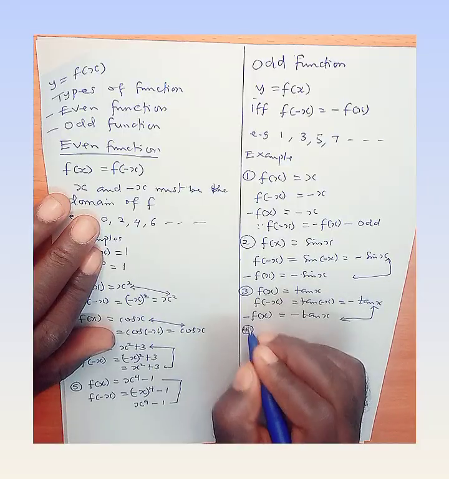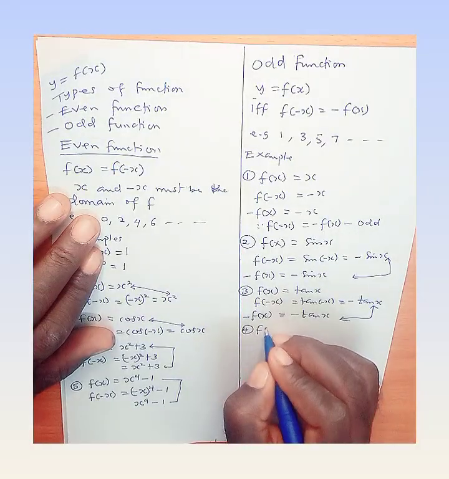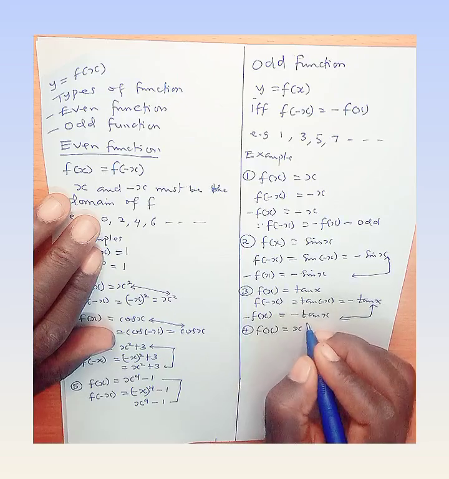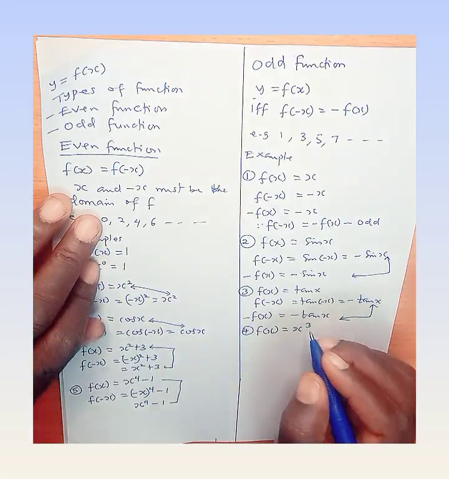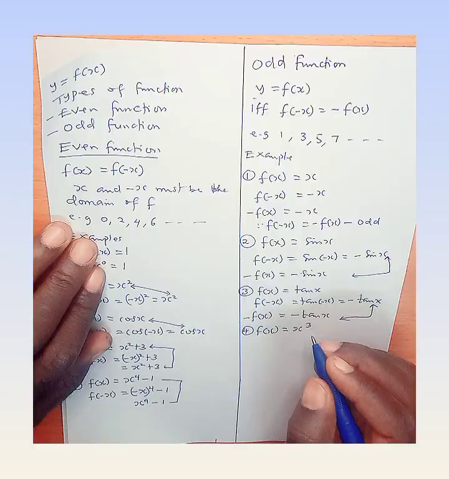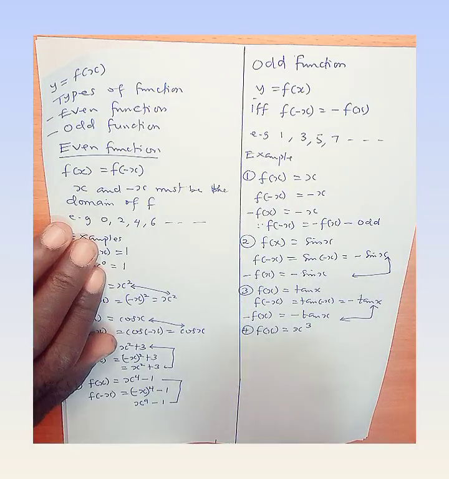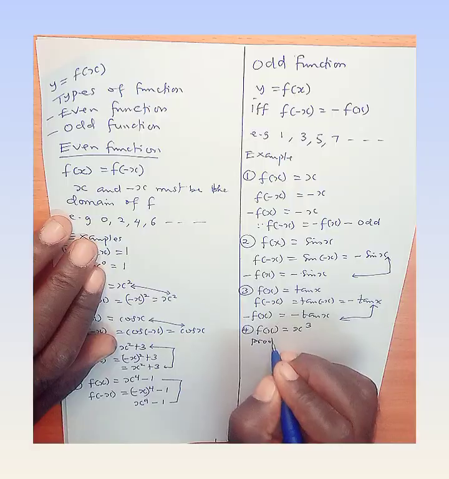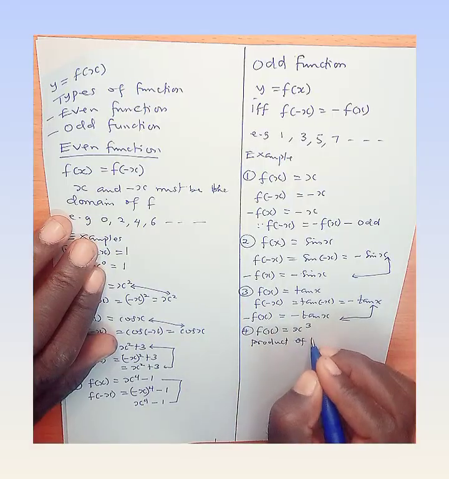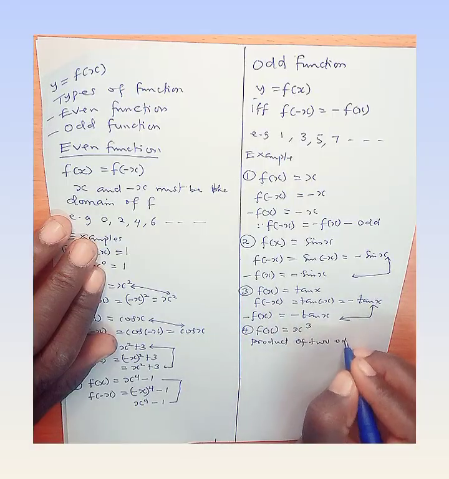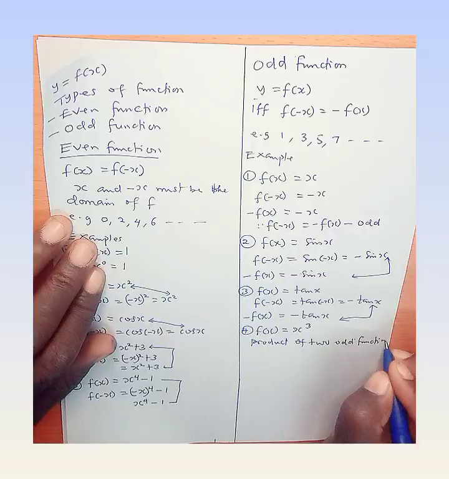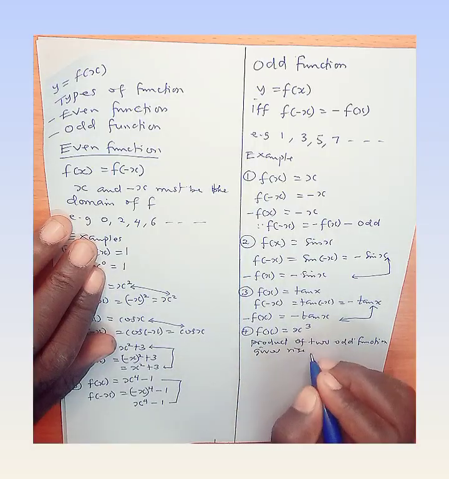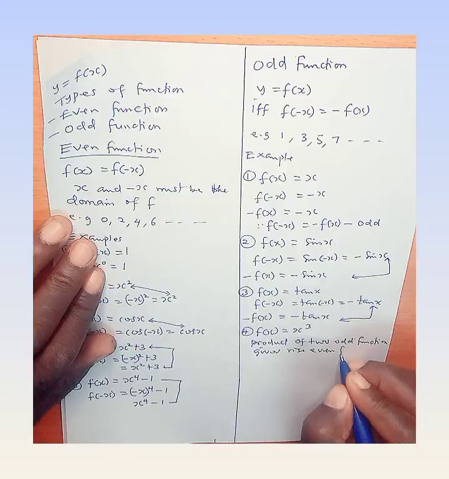Let us take a look at another example. We have f of x is equal to x cubed. Now, when we look at this, let us test it and see whether it's an even function or an odd function. Here, we are to note that the product of two odd functions gives rise to an even function.